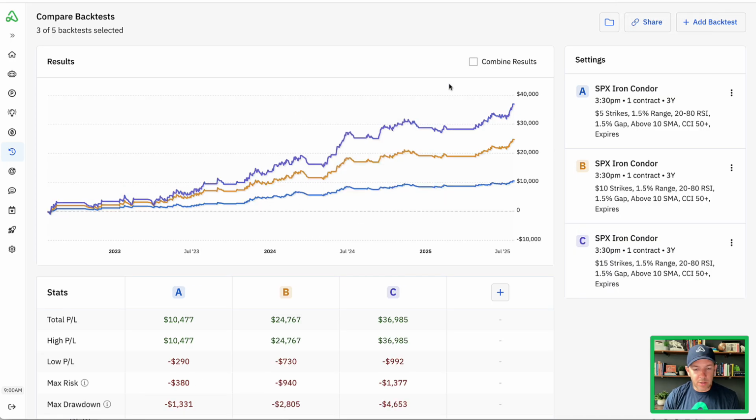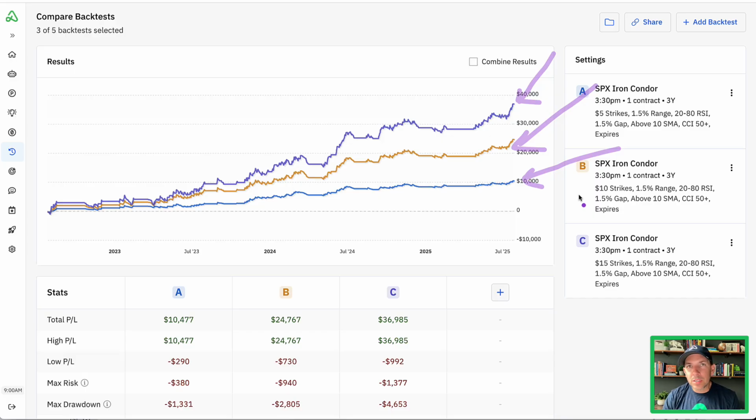Okay, so here are the results. And actually, for good measure, while it was paused, I ran one that was $15 strikes wide as well. So that's test number C, just so we can see what 5, 10, and 15 look like. Obviously, the charts are significantly different. This is the $15 wide strikes, these are the 10s, and this is our baseline $5 wide strikes.